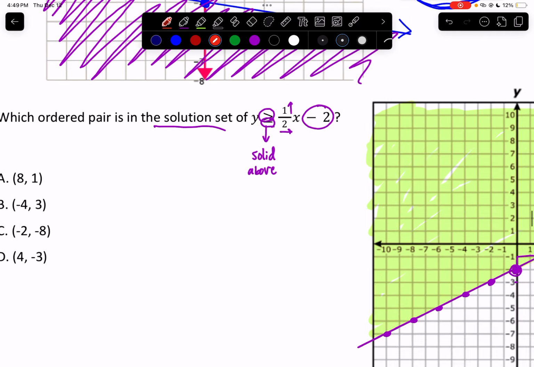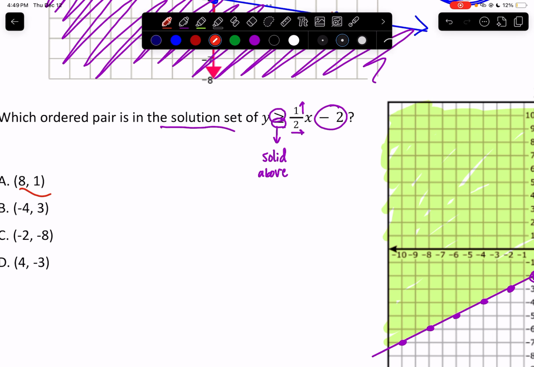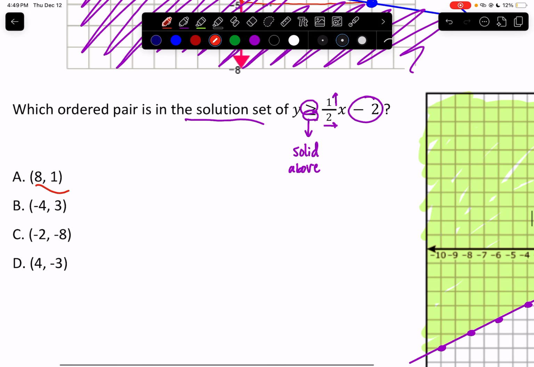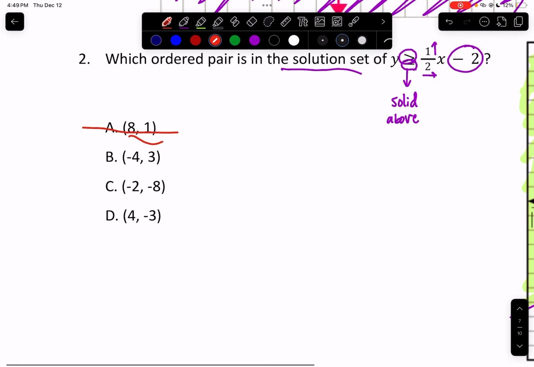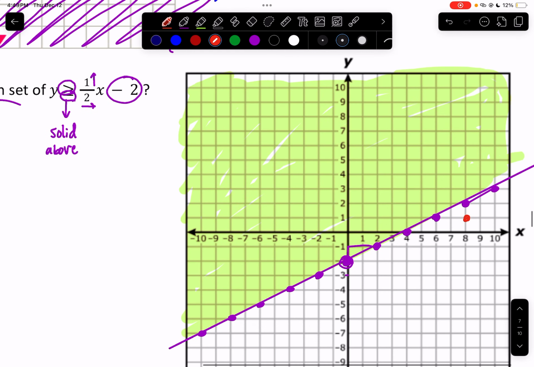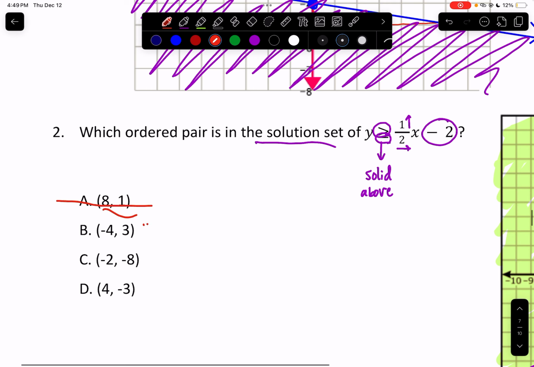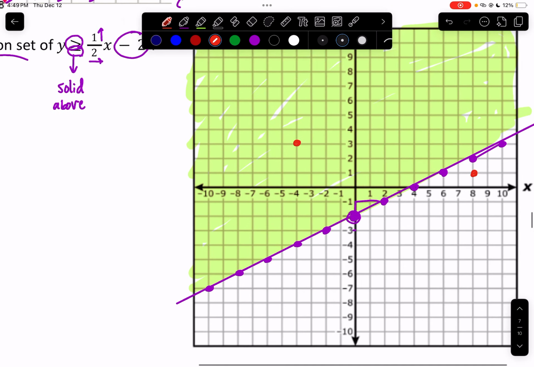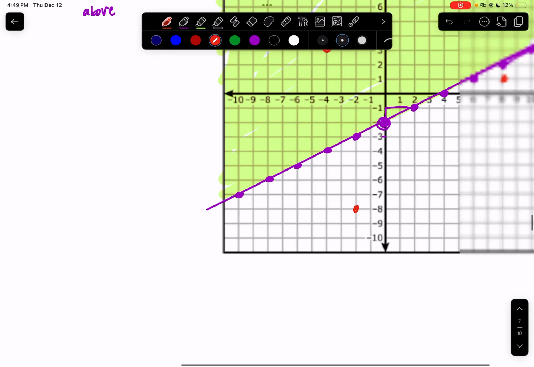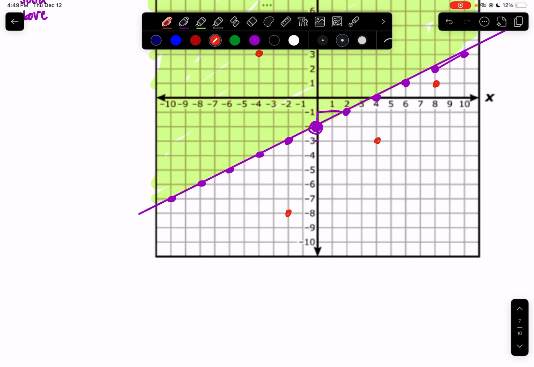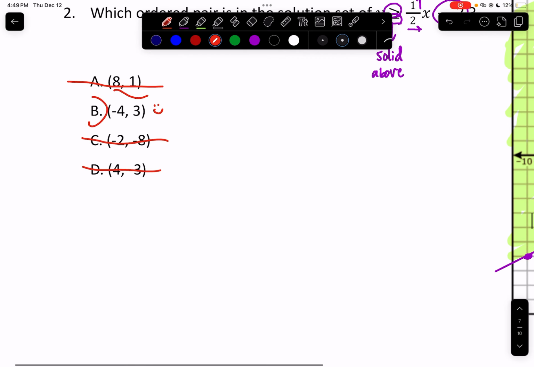So let's test out our points. We've got 8, 1. Ooh, that's actually my birthday, August 1st. How funny. Okay, so 8 comma 1 is right here. No, that is not in the shaded region. It is not a solution. Negative 4 comma 3 is right here. Looking pretty good. Negative 2 comma negative 8 is down here. Nope. And 4 comma negative 3 is down here. Nope. It's got to be B.